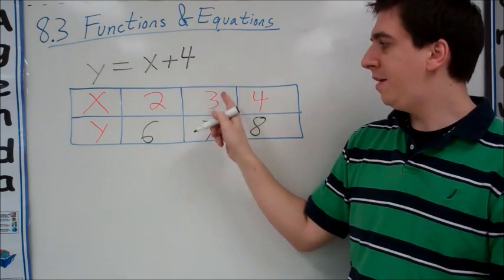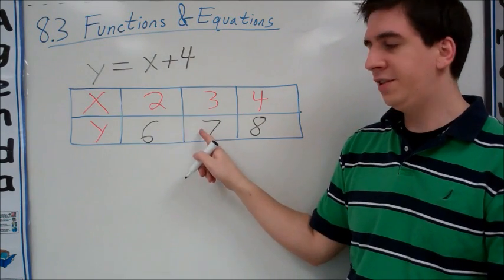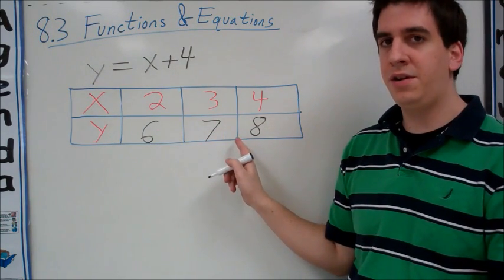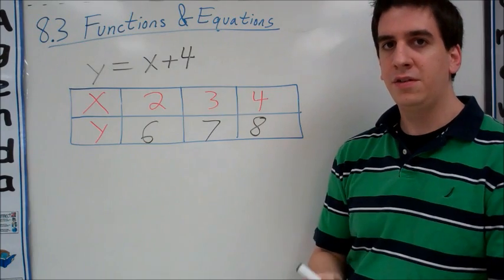Let's see, x increases by 1, and y, 6 to 7, that's a plus 1. 7 to 8 is plus 1. So it looks like this might be linear. Let's try to graph it and see what we get. So now we're going to graph our line here. Remember our points are (2, 6), (3, 7), and (4, 8).